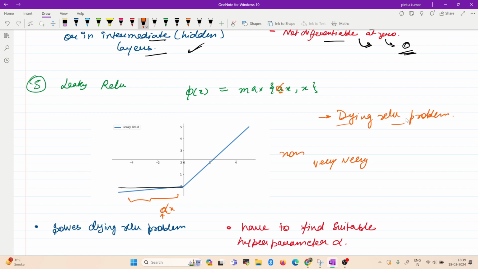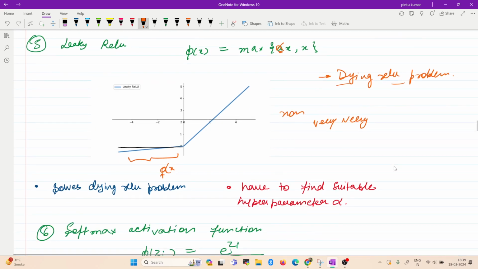Okay. So one problem that we have with this kind of leaky ReLU is that now you have to also find a suitable parameter alpha that you need to obtain. So this is another problem that we have encountered by increasing the complexity of your activation function.